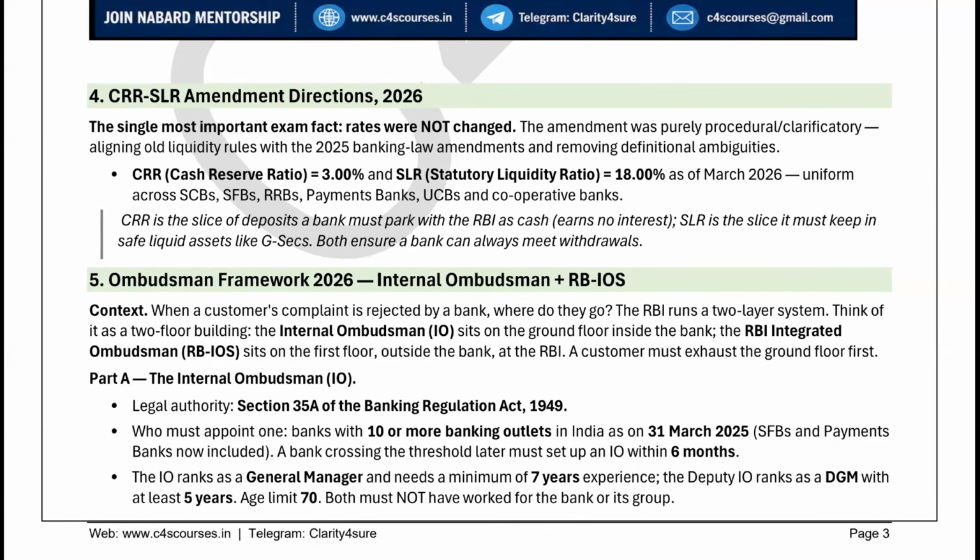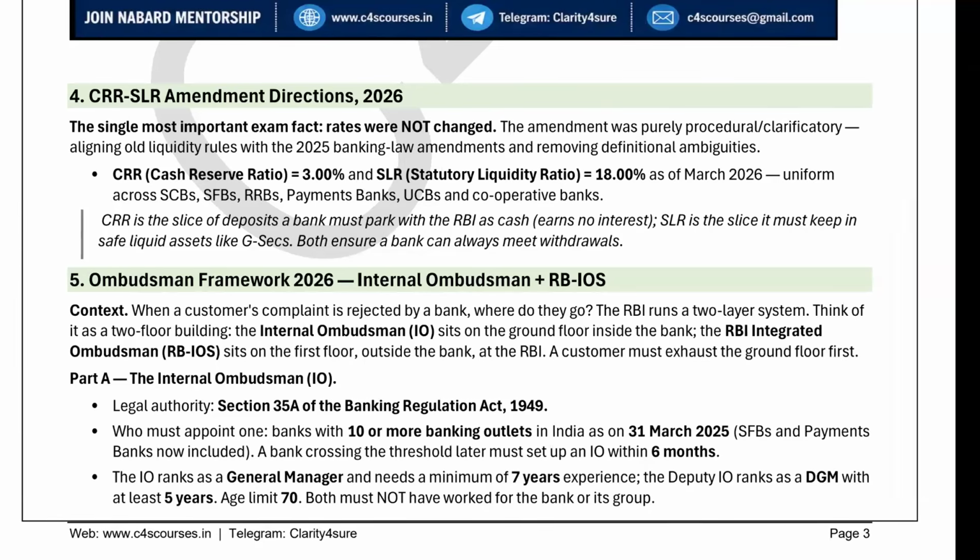Okay? Now try to understand. The IO ranks as a general manager, and it is important for your prelims, it needs a minimum of 7 years of experience. The deputy IO ranks as a DGM with at least 5 years. Note it down. Age limit should be 70. Both must not have worked for any bank or its group; they should not have worked for any bank or its subsidiary group.